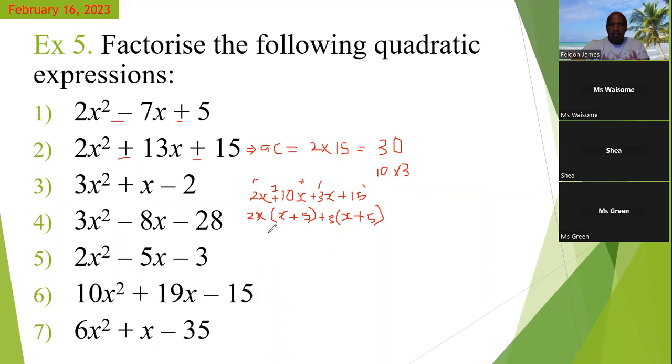X plus 5, no, sir, would have been the HCF for this one. So we say x plus 5 into 2x plus 5 leaves us with 2x for the new bracket. And then x plus 5 into 3x plus 5 would leave us with positive 3. So you get x plus 5 and 2x plus 3 in one.